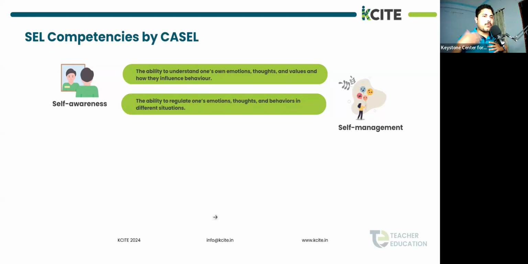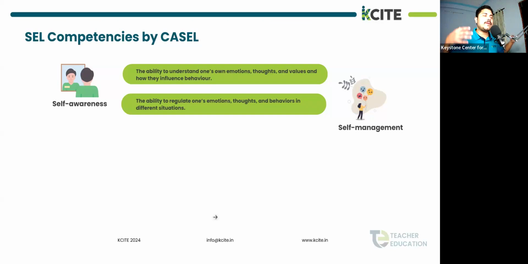So now, when this social emotional learning competency is built for the students, they'll understand, okay, I'm angry, so it's okay to be angry, so what do I need to do about it? Can I just show my anger? I cannot show my anger. So what should I be doing?